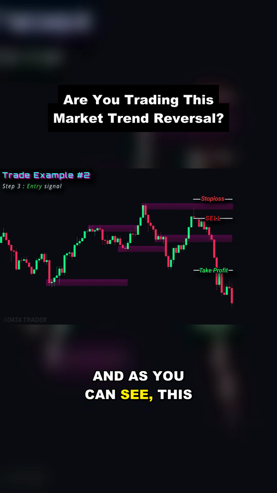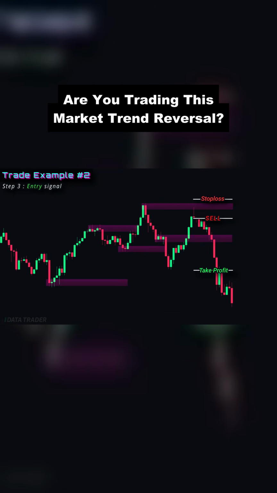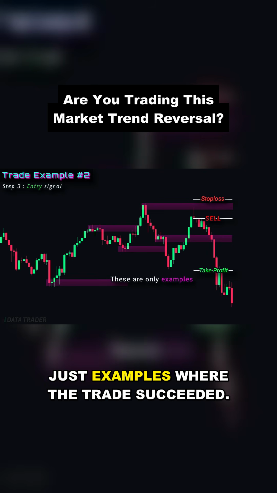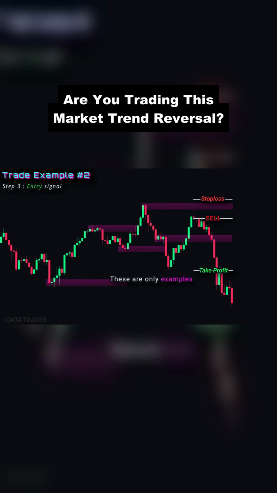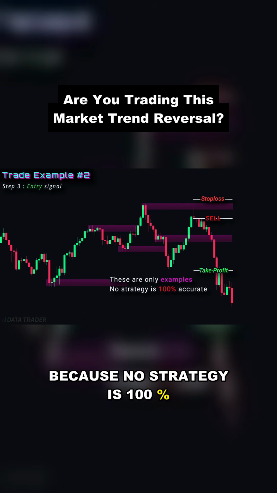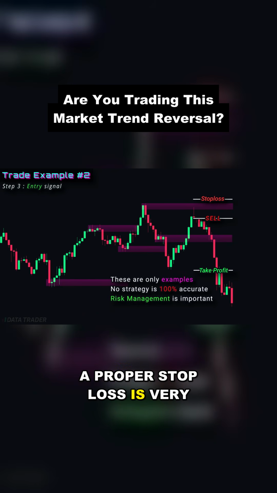And as you can see, this trade ended up being profitable. Now keep in mind, all the trades that I showed you are just examples where the trade succeeded. If you implement this strategy in a real chart, you will suffer some losses, because no strategy is 100% accurate. That's why risk management and placing a proper stop loss is very important.